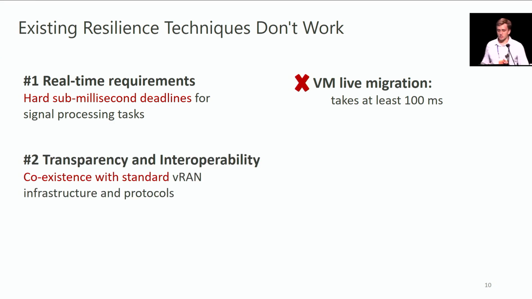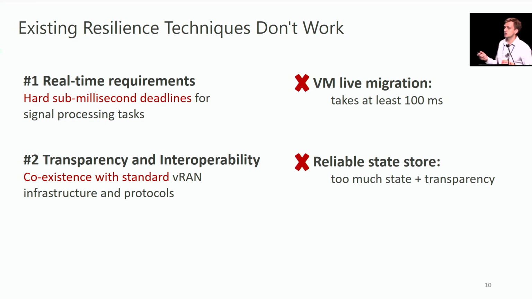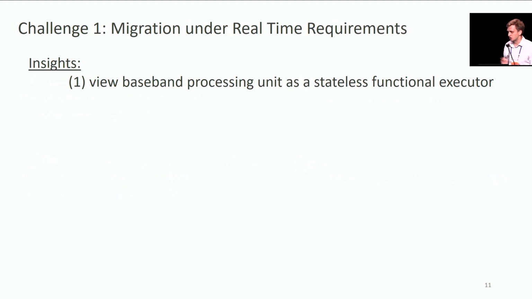Another challenge is that all existing VRAN infrastructures are often closed source and quite complex, and they are designed to operate over fixed protocols. So basically, a resilient system must be completely transparent and interoperable with them. This, for example, prevents techniques such as offloading state during migrations into a reliable state store. So let's see how Slingshot handles these challenges.